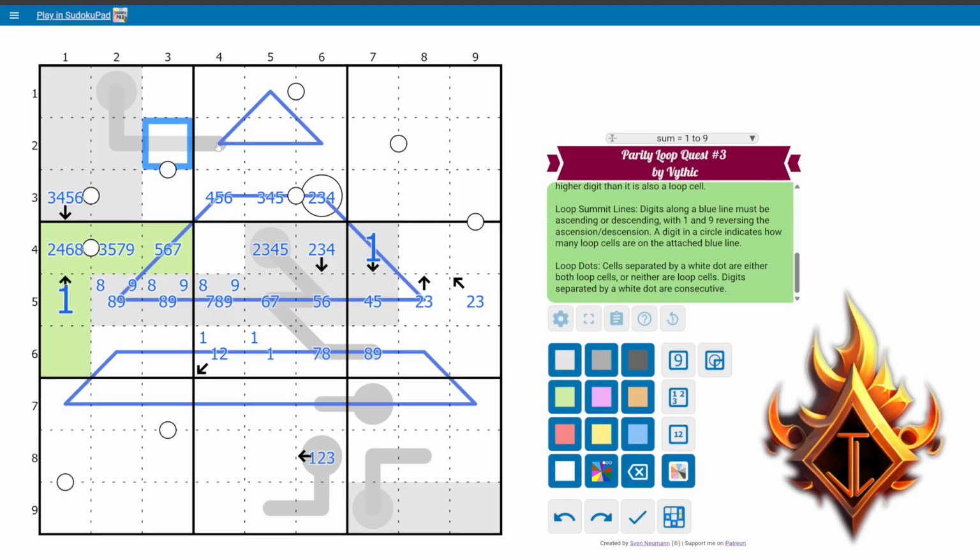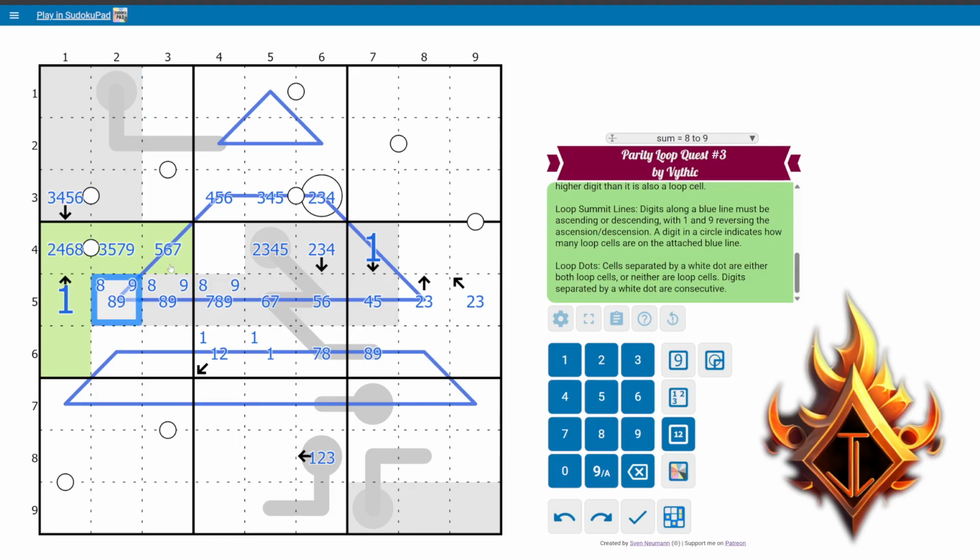9, 8, 9, 8. No, that cannot be 9 either. That cannot be 9. Those cannot. That cannot. If 9 goes there. Wait, I'm not done with this though.